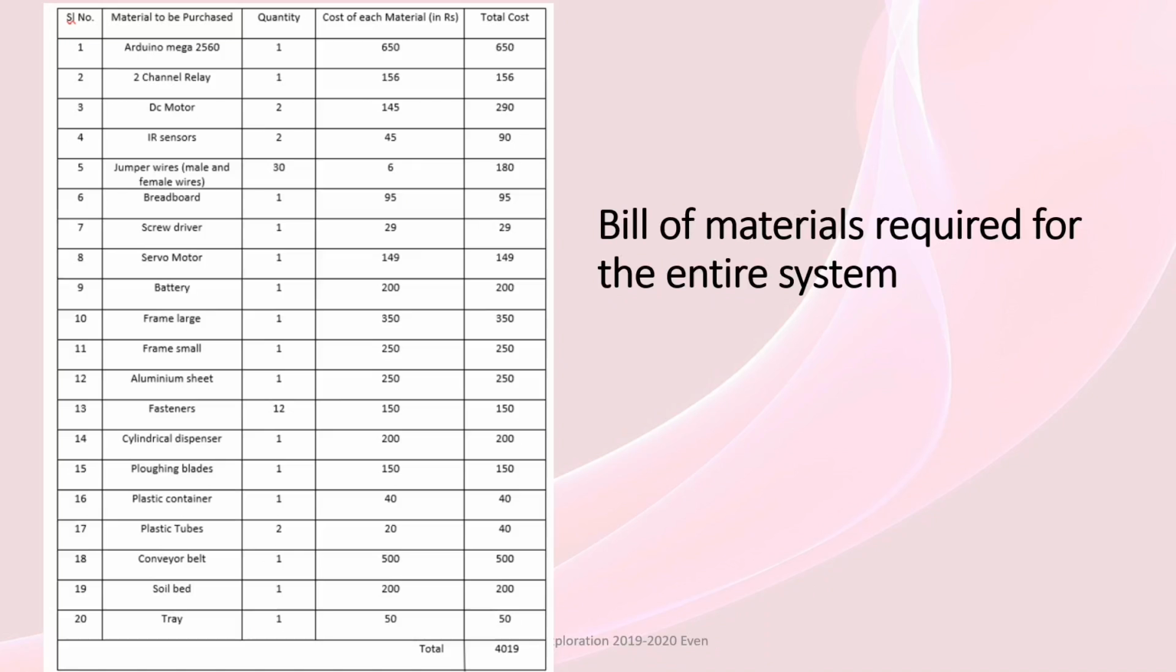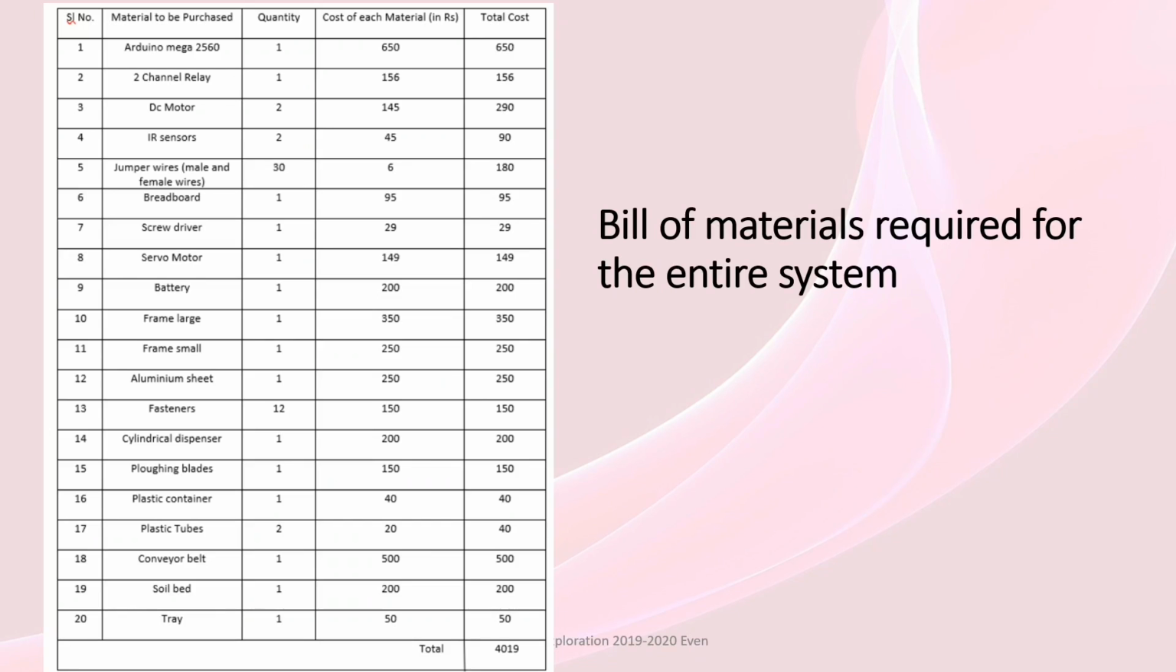IR sensors, quantity 2. Cost of each material is 45 rupees. Jumper wires, quantity 30, cost of each material is 6 rupees. Breadboard, quantity 1, cost of each material is 95 rupees. Screwdriver, quantity 1, cost of each material is 29 rupees. Servo motor, quantity 1, cost of each material is 149 rupees.